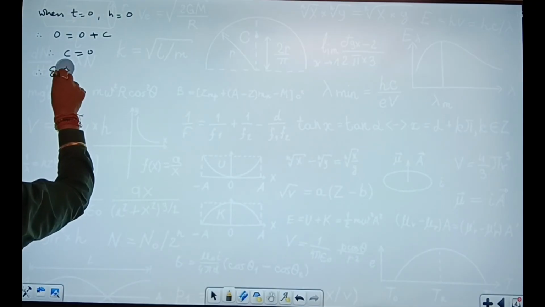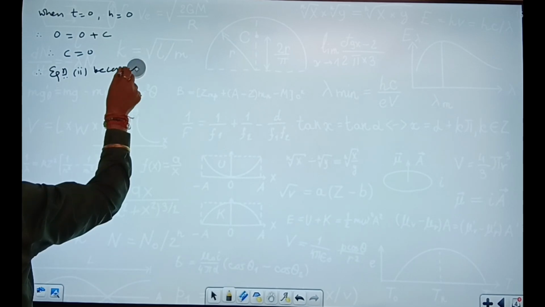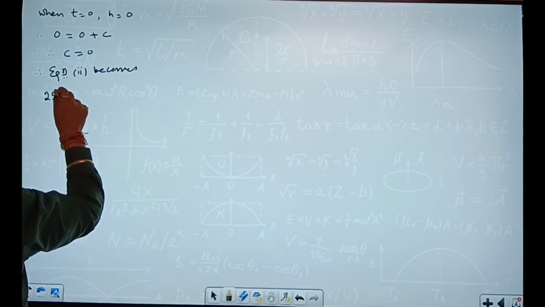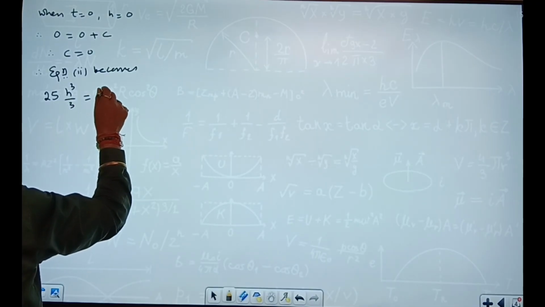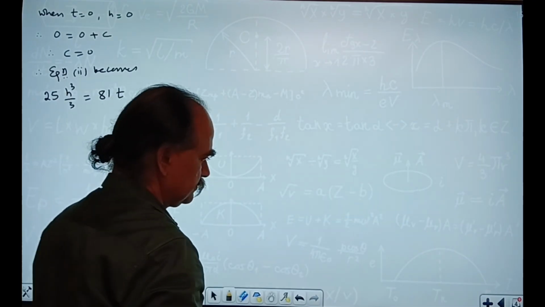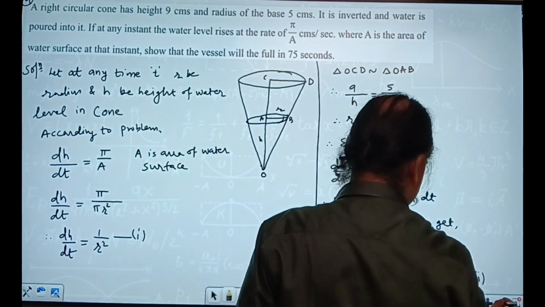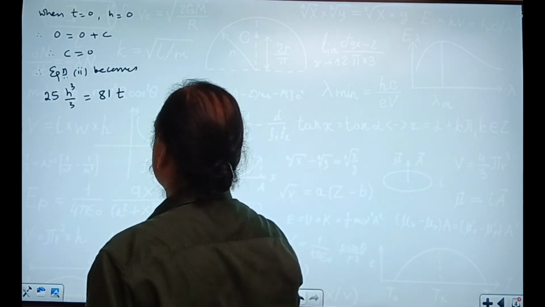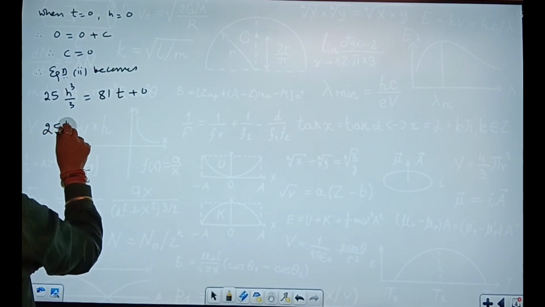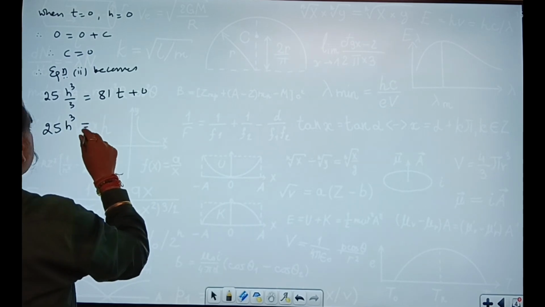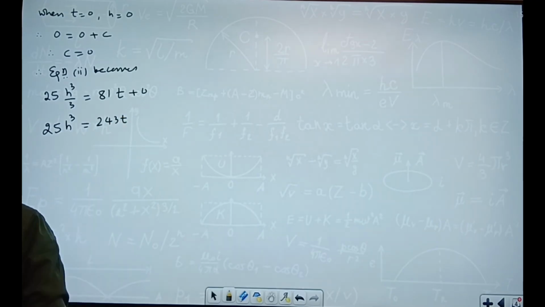Therefore equation 1 becomes equation 2: 25 h cube by 3 is equal to 81 t plus 0. Therefore, 25 h cube is equal to 243 t.